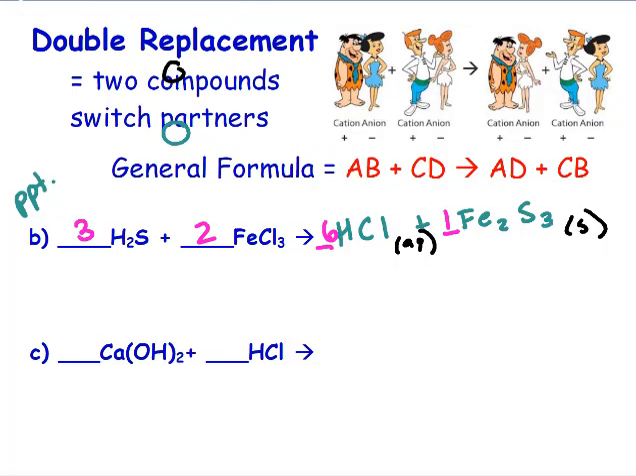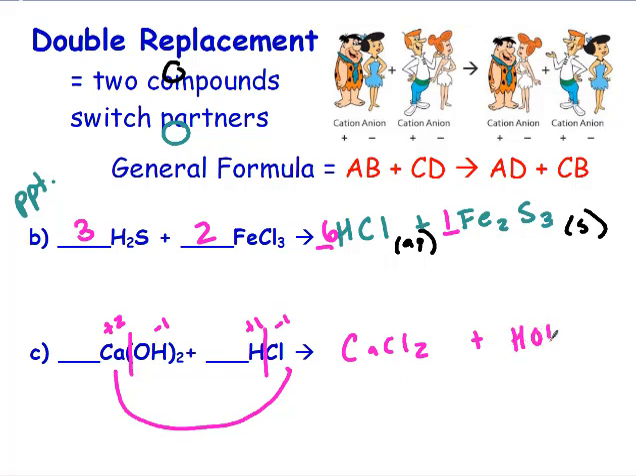So again, we're going to write our reactants' charges. Break it apart. Outsides are going together. So calcium is going to go with chlorine, and they go together like that. And then H is going to go with OH, so it goes together like so. We can leave it as HOH, but HOH makes H2O.